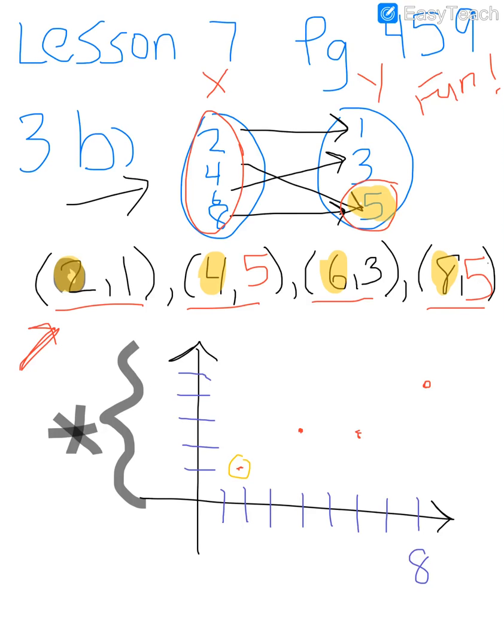Actually, 4, 5 is incorrect, so let me erase that. 4, 5 would be 1, 2, 3, 4, right up here.